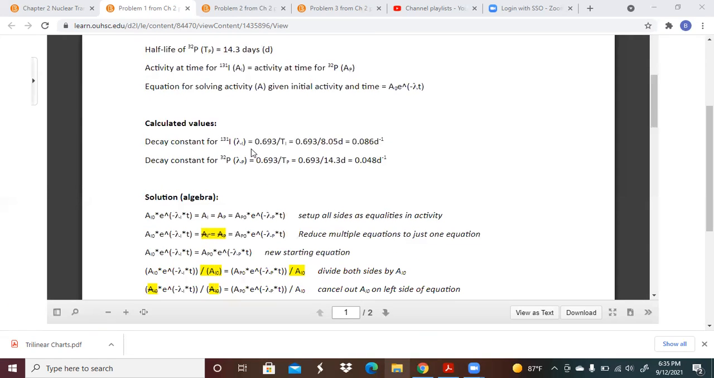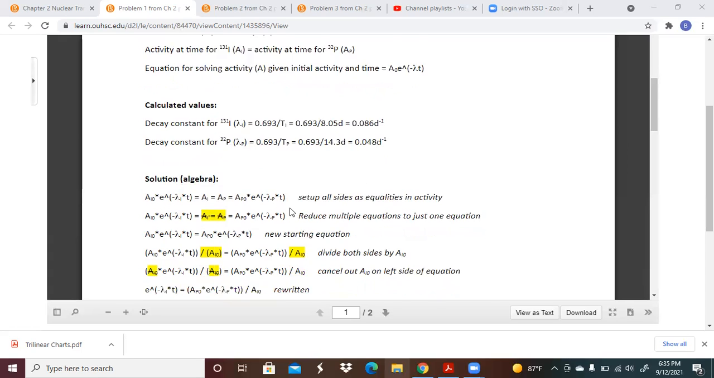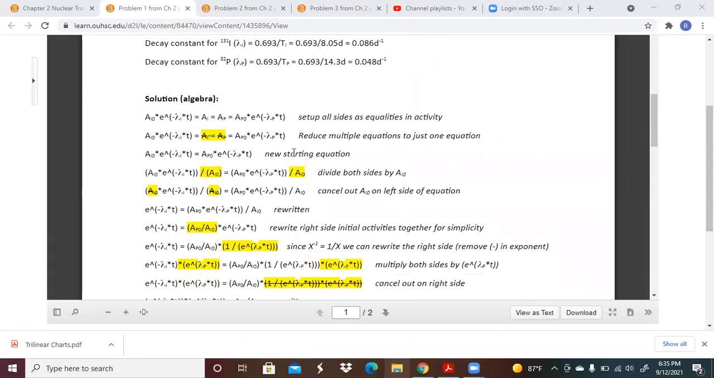So what are the decay constants here? Lambda is, of course, 0.693 divided by the half-life. We know what that is. So we've got our decay constant here. Same thing for phosphorus. We know what that is. So here's the algebra. And I know this looks a little messy, but this is how we're going to get to the equation that we need.